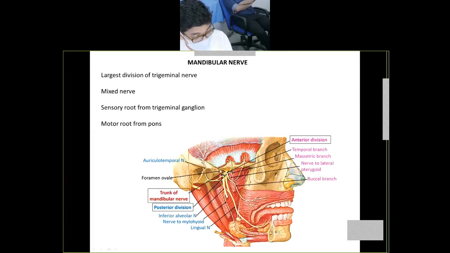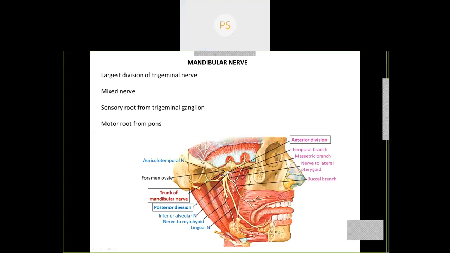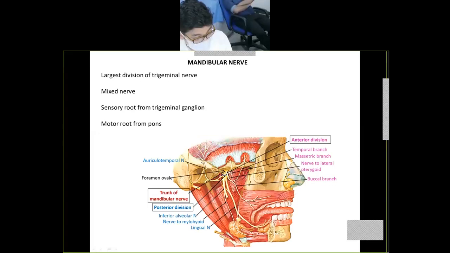Okay, so let us discuss the mandibular nerve. This is the largest division. Over here, this is the mandibular nerve. This is the foramen ovale.